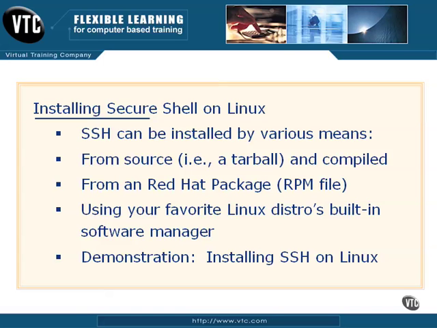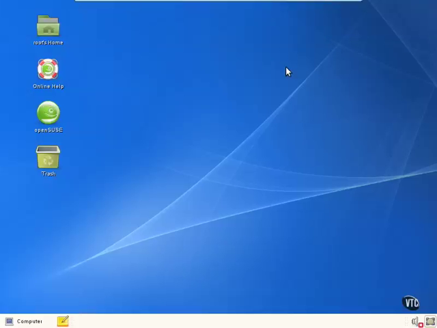You can also use your favorite Linux distribution's built-in software manager, and that's kind of what we're going to show you in a second with OpenSUSE 11. We're going to use the built-in software manager. But there are many different ways you can do it, and really it depends a lot on your particular favorite Linux distribution and what you want to install exactly, such as a GUI SSH client or a GUI SSH server daemon manager, and so forth. So let's go ahead and take a look at how to install it on Linux, on OpenSUSE 11 specifically.